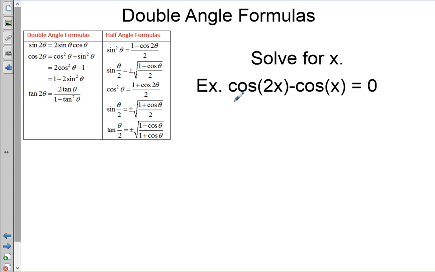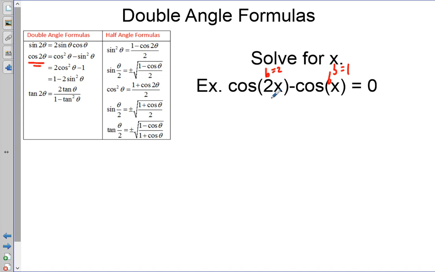What we have right here is cosine of 2x minus cosine of x equaling 0. We could probably do this two different ways. However, we're going to use a double angle formula to help us out because once again, we have a b here that equals 1, and we have a b here which equals 2. That doesn't mix very well in solving this, so we're going to use one of these over here with cosine of 2 theta.